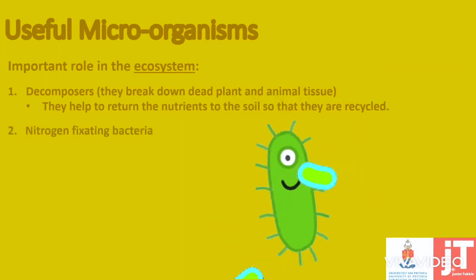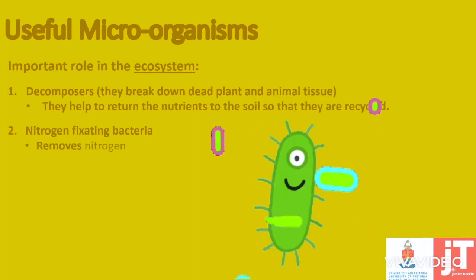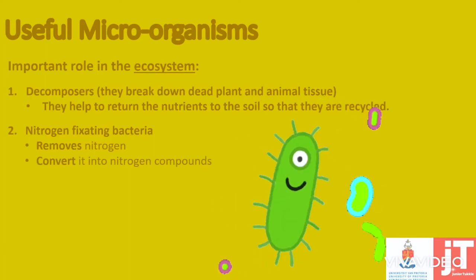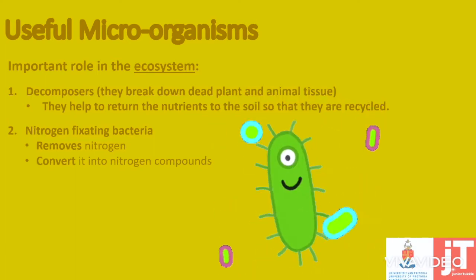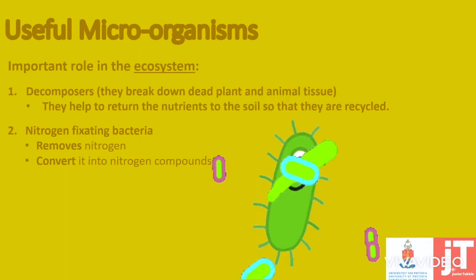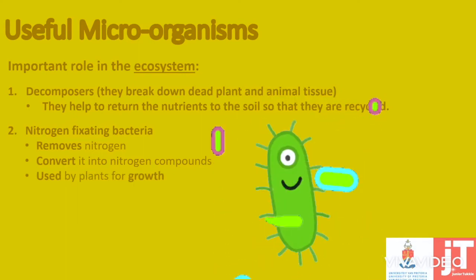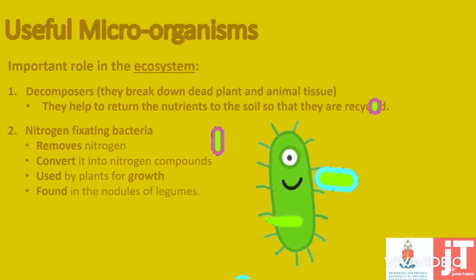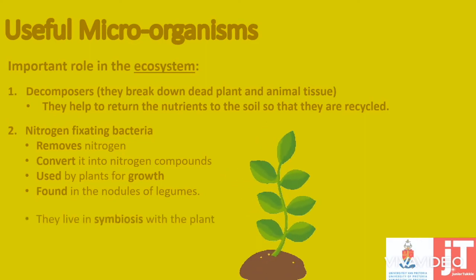Then secondly, we have something called nitrogen fixing bacteria. So these bacteria will remove nitrogen from the air and convert it into nitrogen compounds, which a plant cannot do on its own. And this is an important product for proteins. The plant will then use the nitrogen compounds for growth. These bacteria are found in the nodules of leguminous plants, which I will show you shortly.